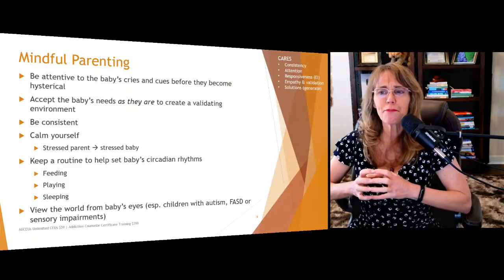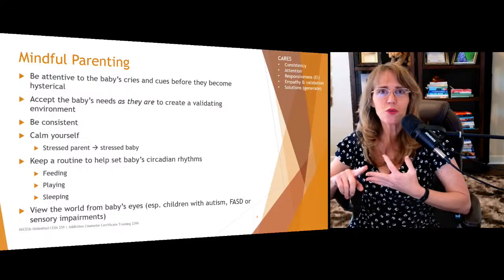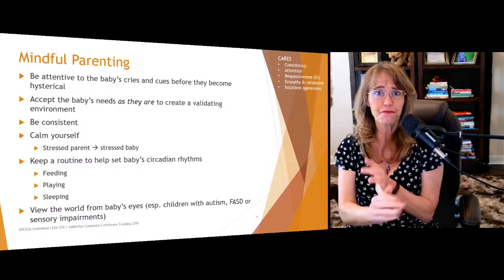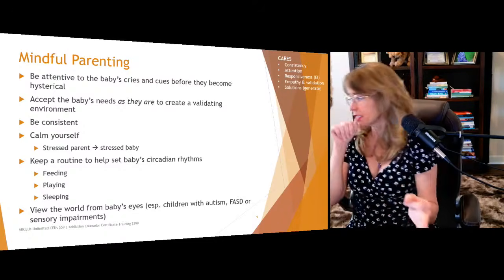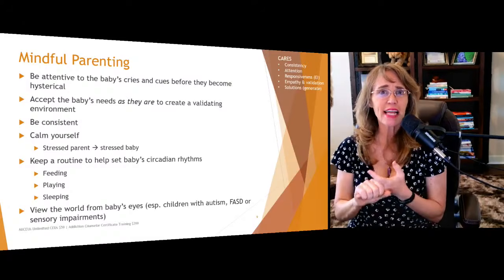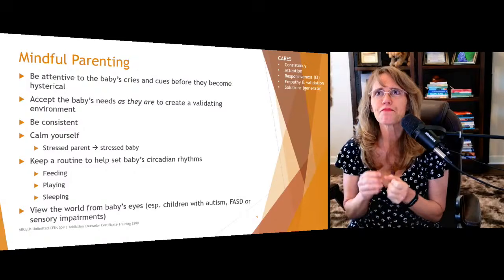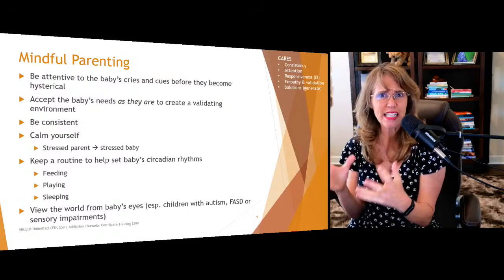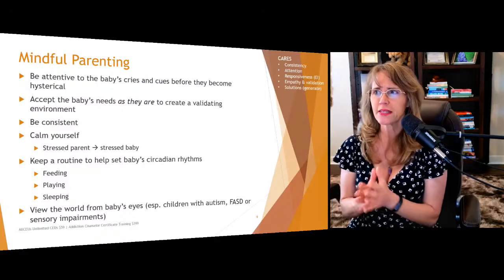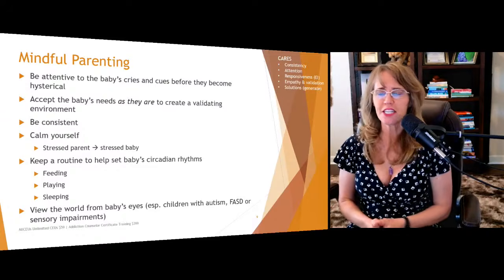Keep a routine to help set baby's circadian rhythms, including when you feed them, when you play, and when they sleep. Not only is it light, but it's also our physical temperature as well as our activities that set our circadian rhythms. And try to view the world from the baby's eyes. How must it feel or seem to this child based on their individual characteristics? And this really helps us be more effectively responsive to the child's individual needs.